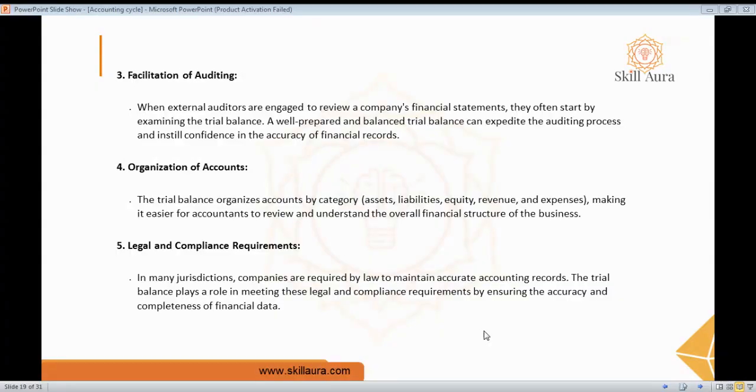The next one is legal and compliance requirements. Here, companies are required by law to maintain accurate accounting records. So the trial balance plays a role in meeting the legal and compliance requirements by ensuring the accuracy and completeness of the financial data.